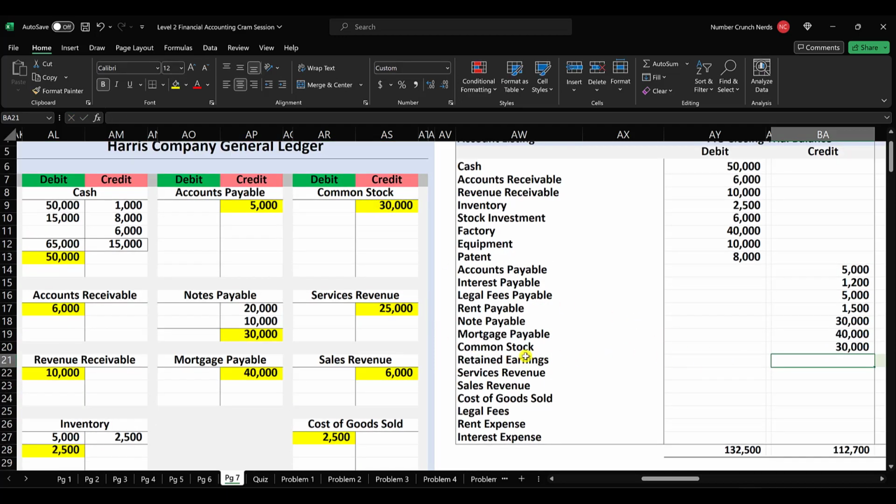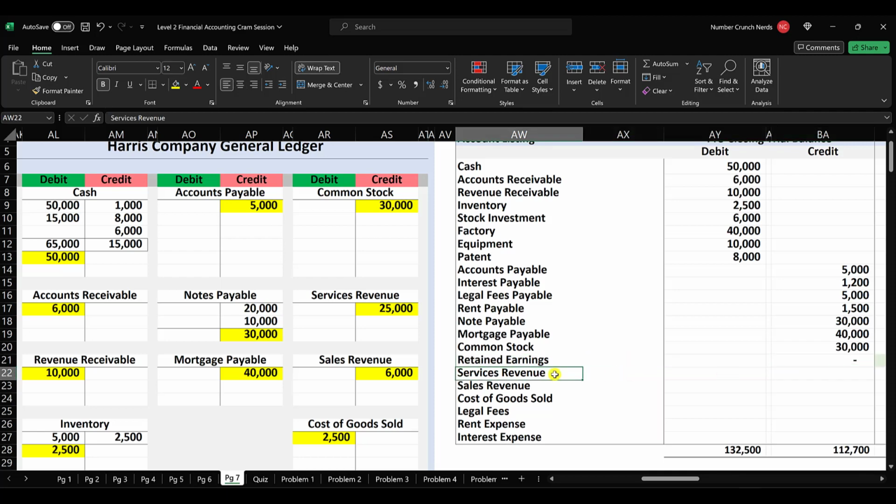What's next? Retained earnings. There is no retained earnings yet, so I'm going to put 0. There will be retained earnings at the end of the period because we have income and expense items to determine what our net income is to close out to retained earnings. But since this company just started, there was no balance in retained earnings at the beginning. So retained earnings is 0.